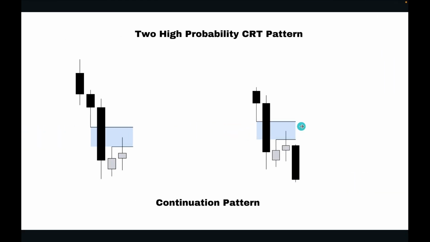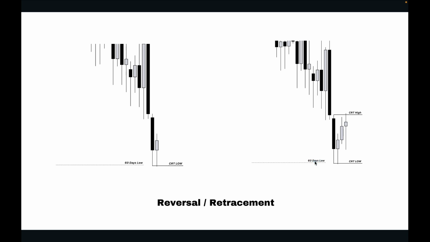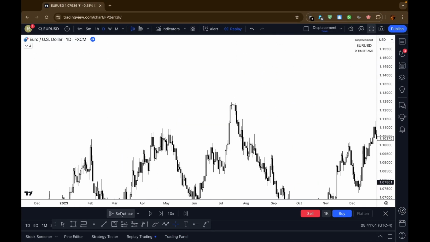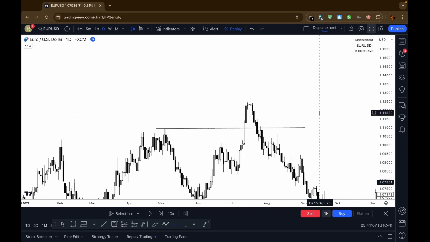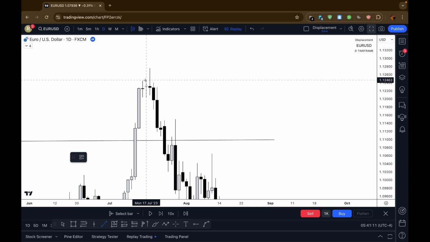The next example is the reversal or retracement pattern. In this case, you have to look for price taking out the last 20 days, 40 days, 60 days lows, and forming a CRT around the lows or the highs, right? So now let's come back to see some examples of it. Here you can see that price took out the last 20 days, 40 days, 60 days, it's around 60 days I guess, right? And there is a CRT forming around the high, right here.